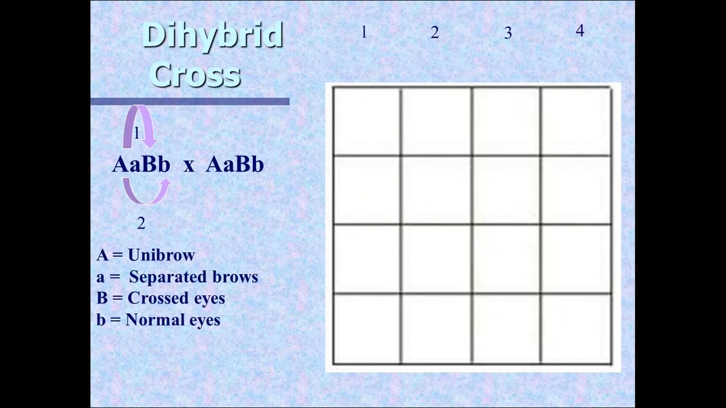In order to fill in a dihybrid cross, you'll enter the parental information using the FOIL process, and we will do this together in class.